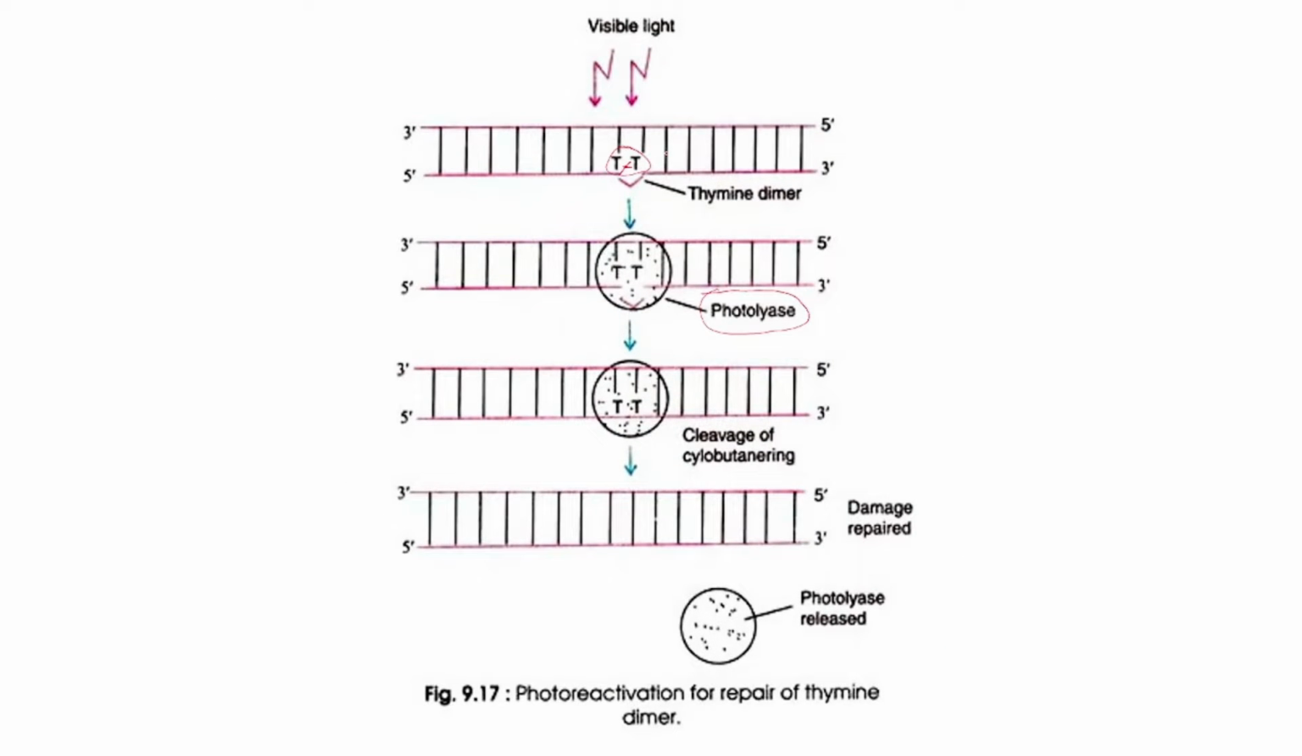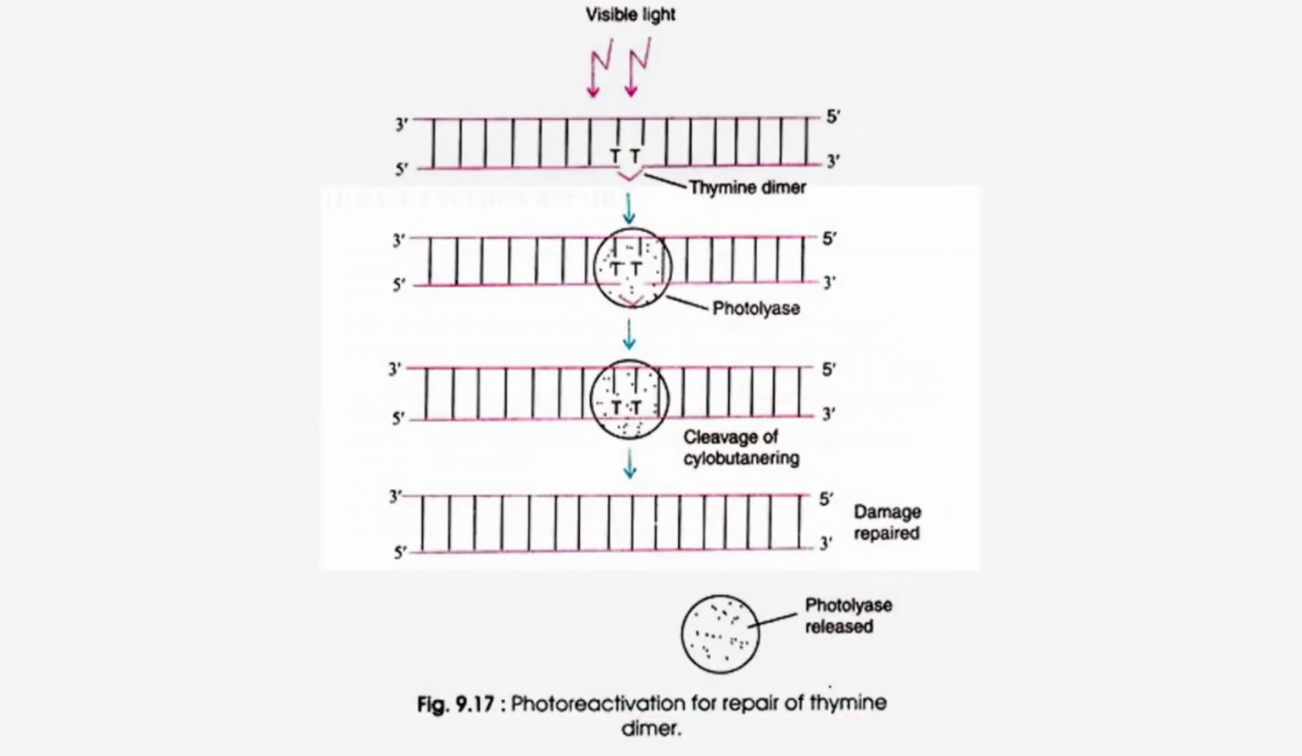In short, this is a TT dimer, okay? The photolyase enzyme, in the presence of visible light, breaks the bond between the TT by cleavage of the cyclobutane ring. Here it is repaired, the photolyase enzyme is released, and the TT dimer is also released. This figure shows photoreactivation for repair of the thymine dimer.